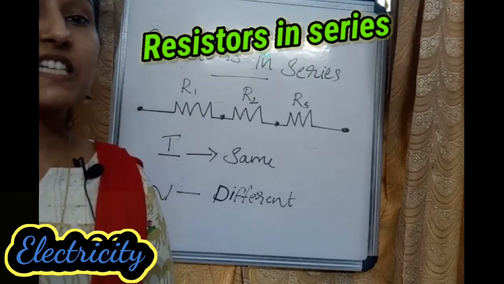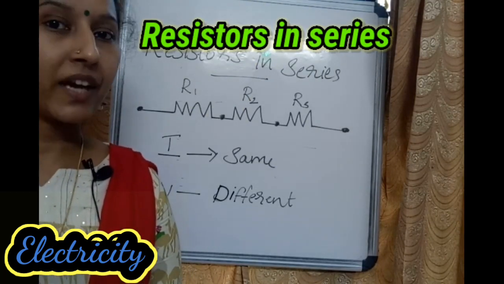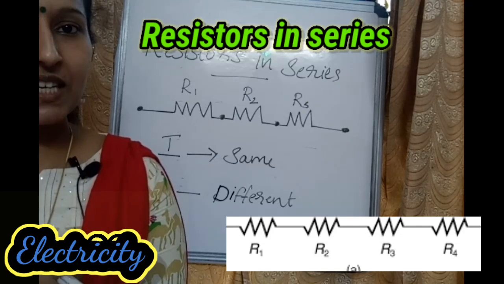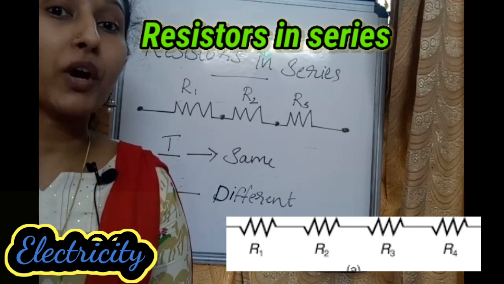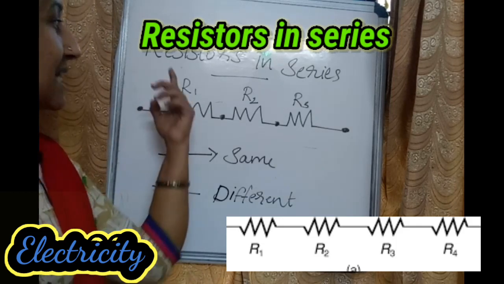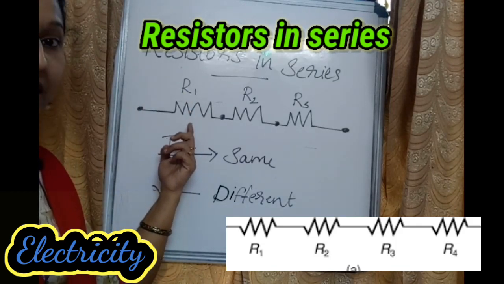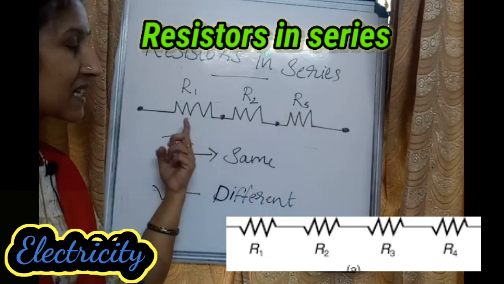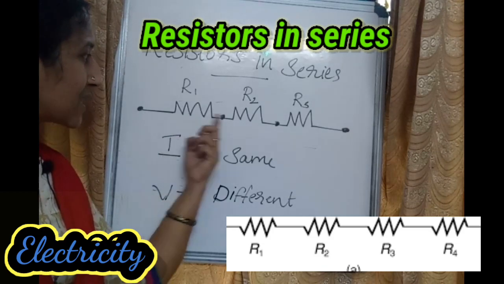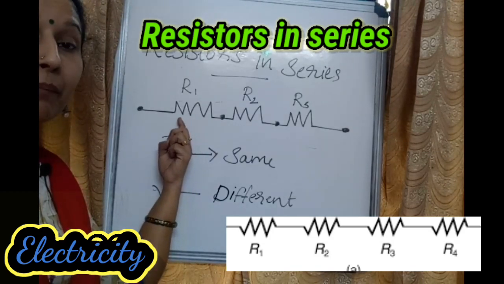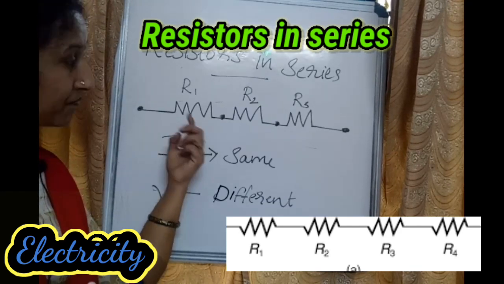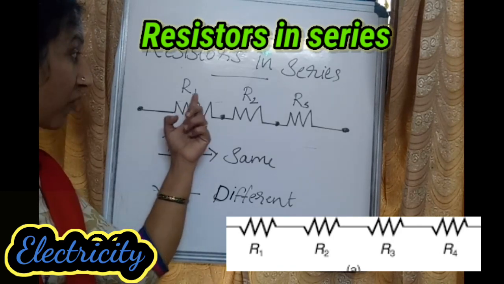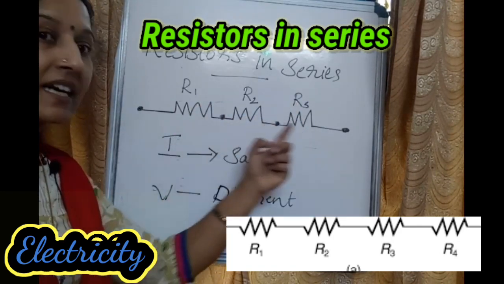Okay, first one, resistors in series. What is a series connection? Resistors are said to be in series if they are joined end to end. See, this is the series arrangement. Here you can see three resistors, R1, R2 and R3, connected in series. Resistors are the materials having some resistance, right? So here how many resistors are connected? Three resistors, R1, R2 and R3, connected in series.